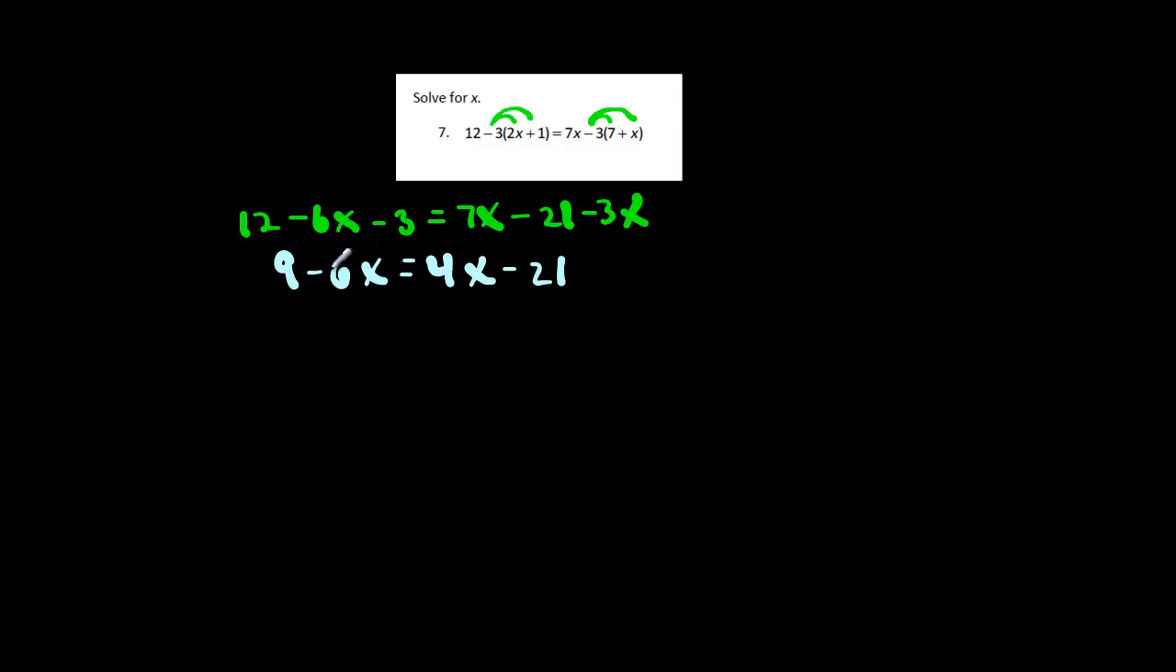Let's move the x's to the right and the numbers to the left. So I'm going to add 21 to both sides. I'm going to get 30. Add 6x to both sides. Look at this. So I divide both sides by 10, so x is 3.